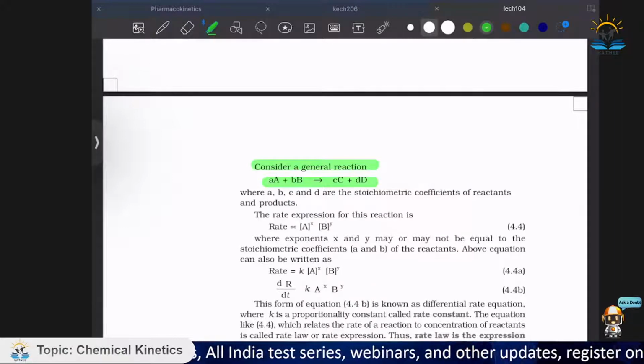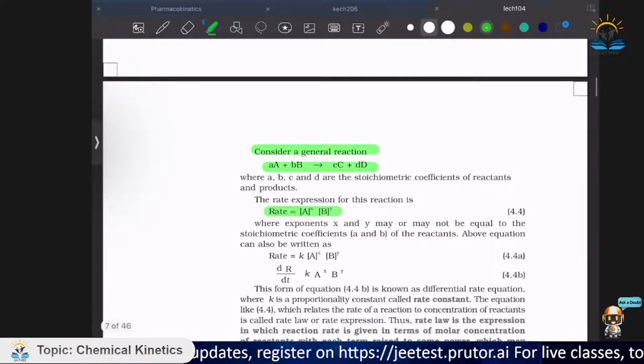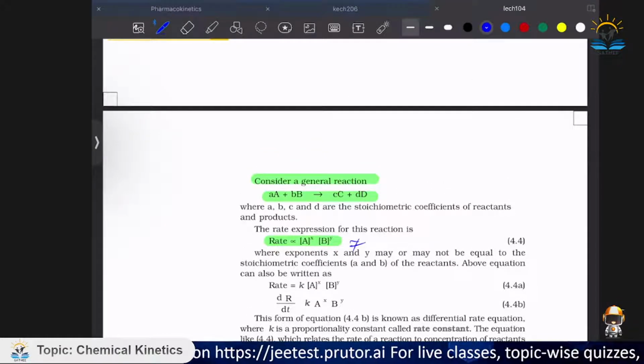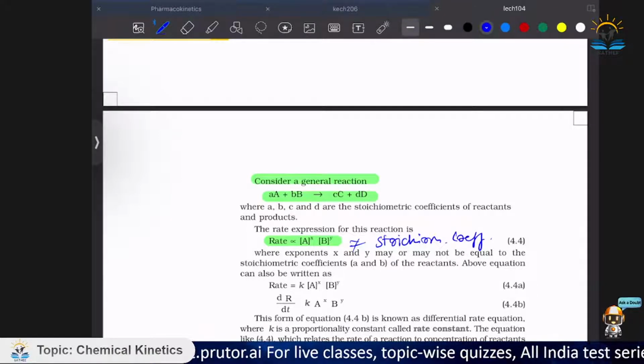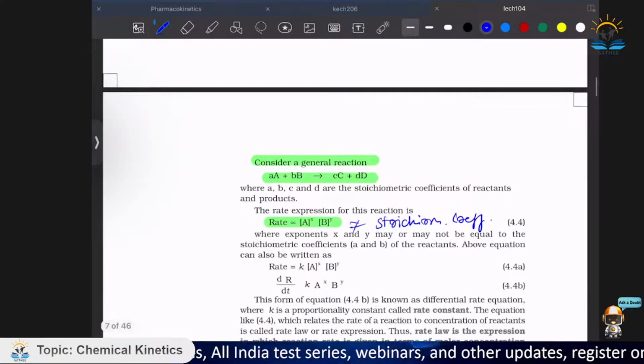This is the general equation. Rate is proportional to [A] raised to the power x and [B] raised to the power y. Now this x and y are both variable. It is not equal to the stoichiometric coefficient, just as you do in equilibrium. It is something different. So what is this x and what is this y?